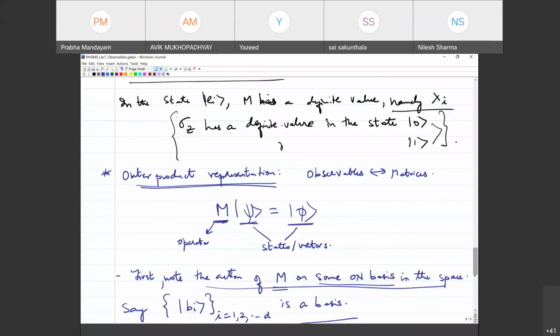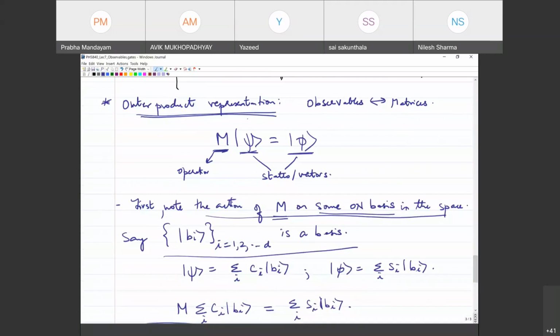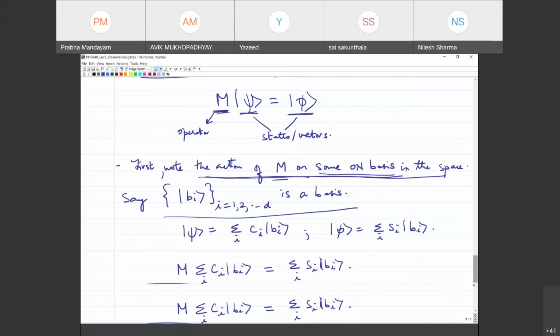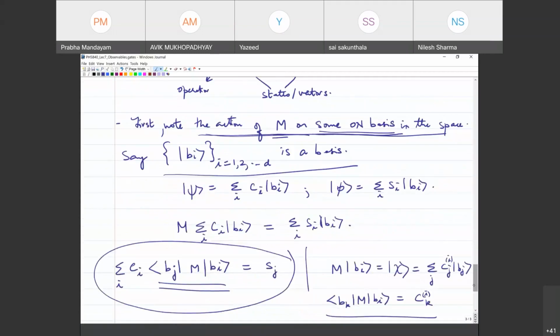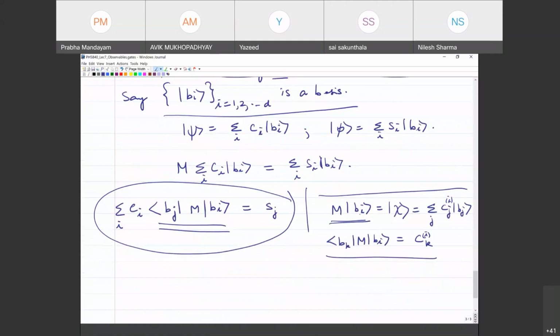Bi is some arbitrary basis. I would like to write down a matrix representation for M, given the action of M on the states in the vector space. If you know the action of M on some orthonormal basis, then you can write down this matrix representation. You can ignore the first 3 steps I wrote down. The key part is that if I write down M acting on some element of that basis Bi, I get some other vector in the space.